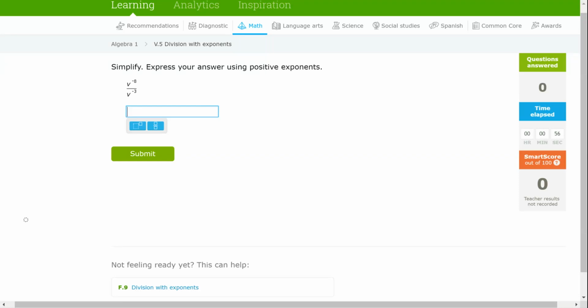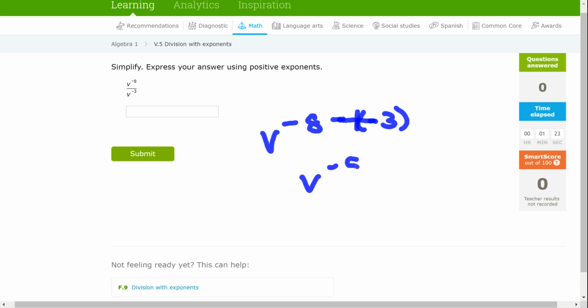Okay, so in this problem, it may be a little challenging at first. You want to remember when you have division that you're really minusing. So then we have v to the negative 8 minus the negative 3. So we're really minusing the exponents. When you have minus and negative, it's really like adding. So then we have v to the negative 5th.